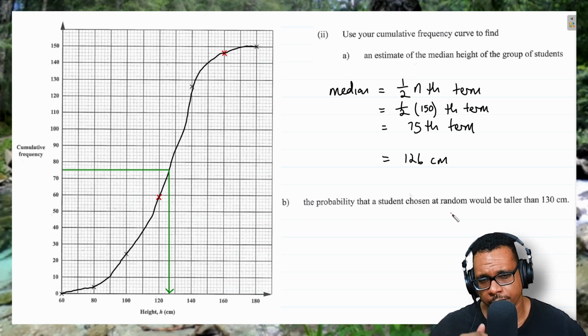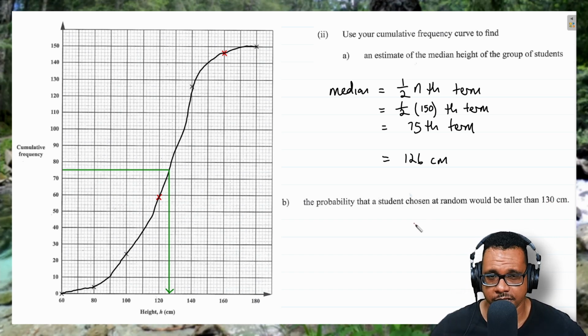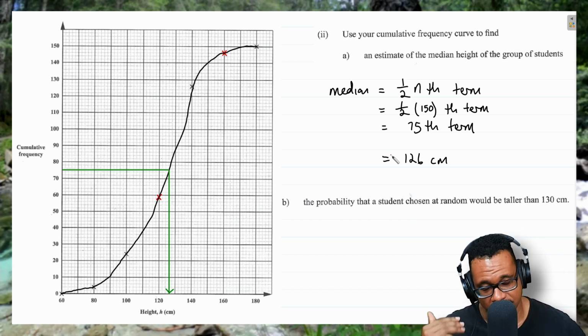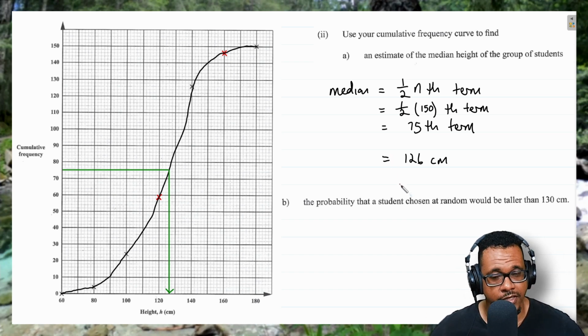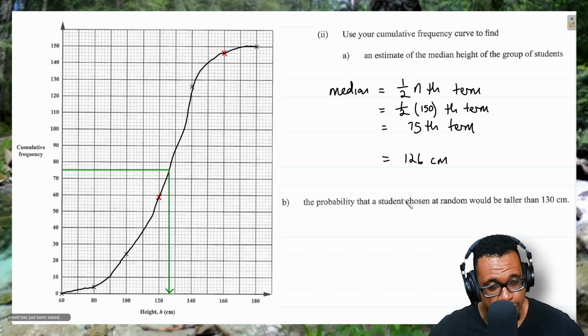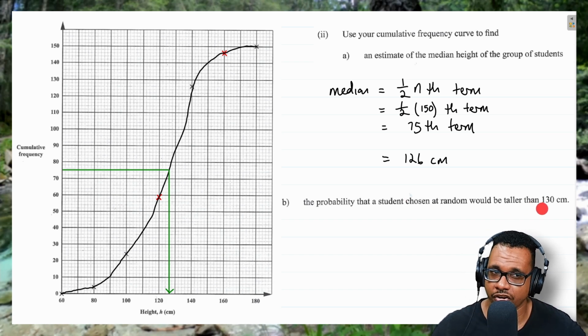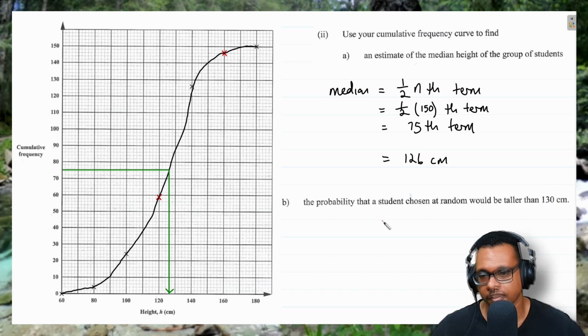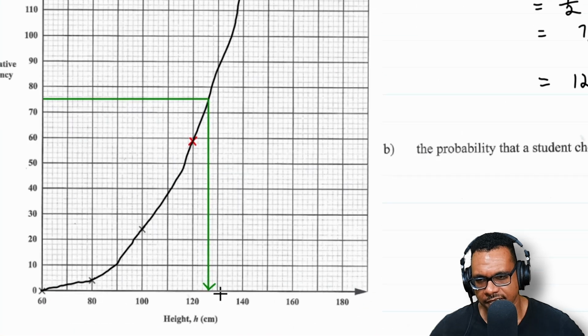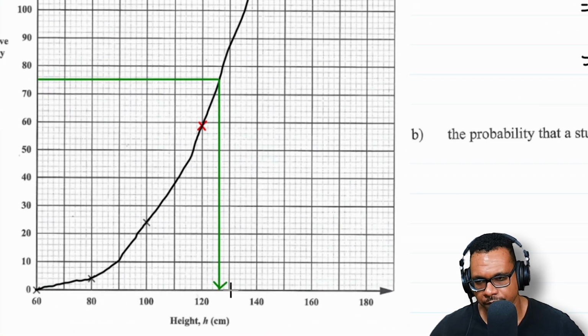Now we know for probability, our denominator is going to be total possible outcomes, and we have 150 students. So our denominator is going to be 150. What we have to figure out is the numerator, which will be how many students are taller than 130 centimeters. So again, we're going to turn to the cumulative frequency curve to estimate that. We're going to find 130 on the x-axis because here's the height in centimeters. So 130 will be right here in the middle of 120 and 140.